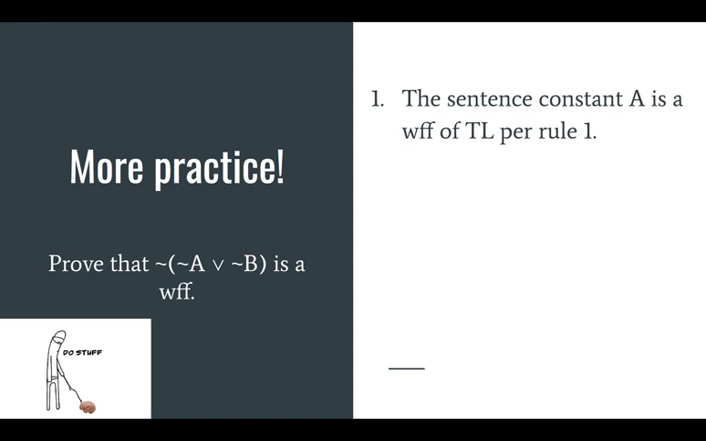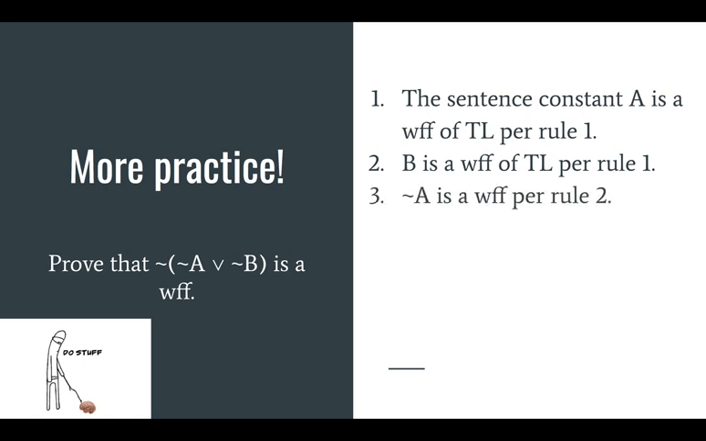First of all, we need to show that A, the smallest constituent there, well, I guess it's a tie between A and B, but A is definitely a well-formed formula per rule 1. Remember, any sentence constant alone is a well-formed formula. Same goes for B. Okay, so far so good. Now, per rule 2, we know that if you put a tilde on a well-formed formula, that is also a well-formed formula. So, tilde A is a WFF, as is tilde B.